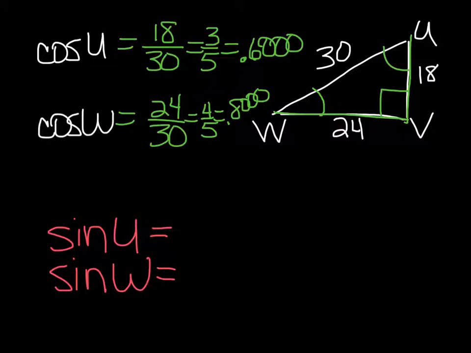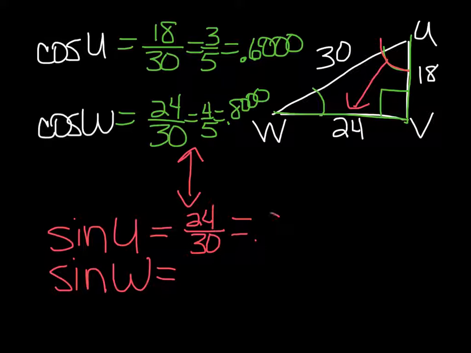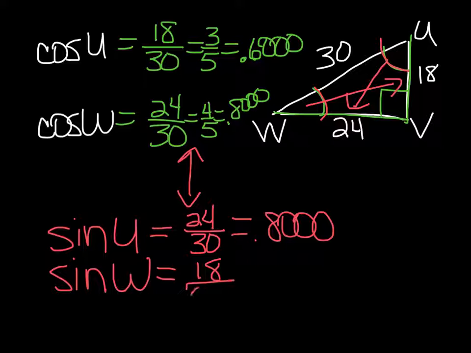If we use the same triangle, only this time we're looking for sine, and we want the sine of U, then we're going to come to this angle here. And remember, sine is the side that is opposite, which is 24, over the hypotenuse, which is 30, which is the same thing right here that we have. So we know that is 0.8000. The sine of W is the side that is opposite, which is 18, over the hypotenuse, which is 30, which reduces to 0.6000.